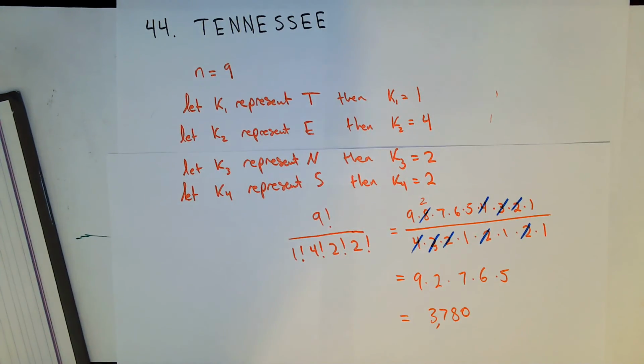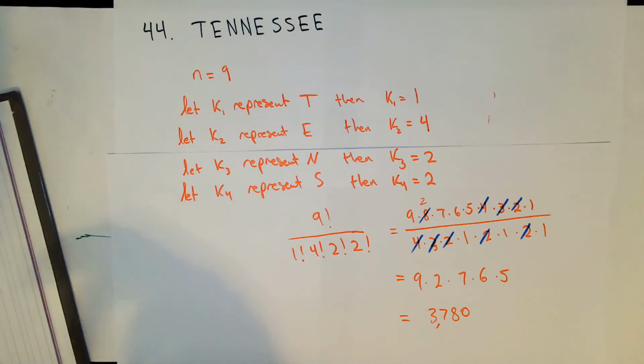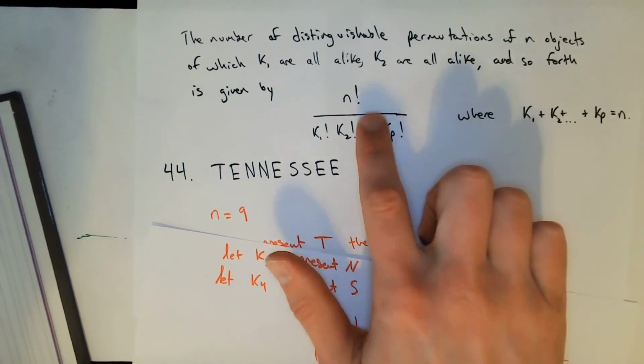This is probably the most complicated things can get. When you're rearranging things, letters or numbers typically, where the letters or numbers actually repeat, there's more than one of multiple types, in that case you have to use this formula.